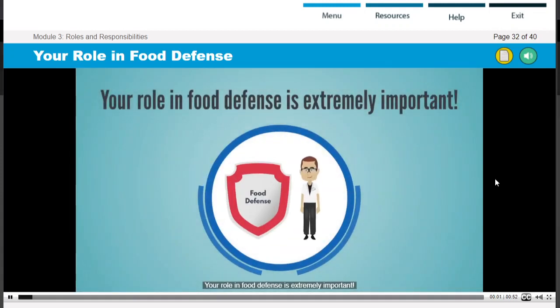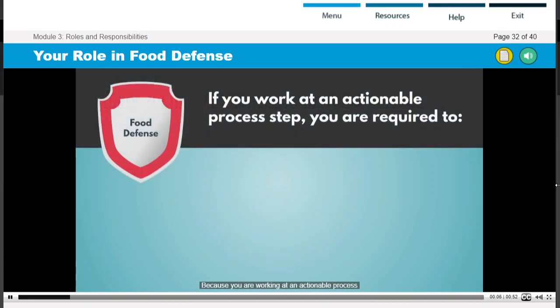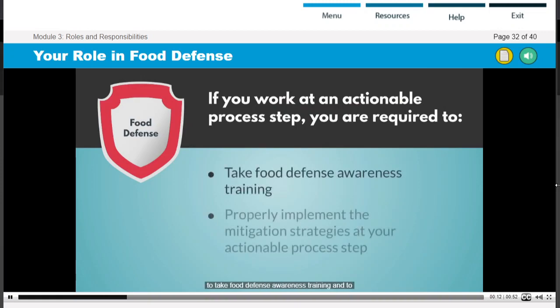Your role in food defense is extremely important. Because you're working at an actionable process step or supervising such an individual, you are required to take food defense awareness training and to ensure the proper implementation of the mitigation strategies at that step.